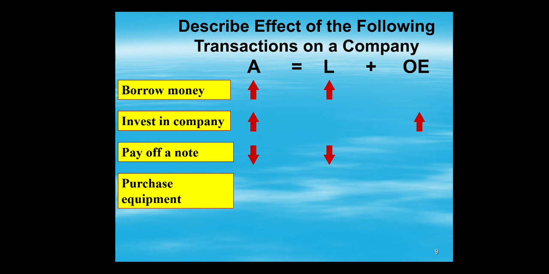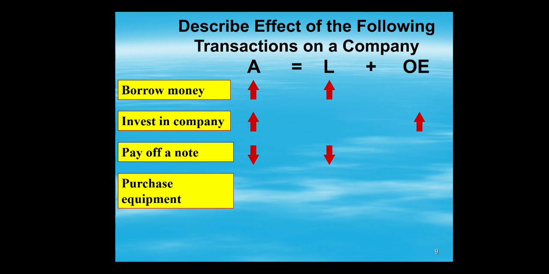Purchase equipment. Okay, what will happen if a business purchases equipment? You can imagine there is a business, and then one day the business purchases equipment. Let's say the business purchases a machine. The price of the machine is $2,000. What will happen? First, the business will pay $2,000 cash to the supplier of the machine. Cash goes out, so asset cash will decrease $2,000. And then the supplier will send the machine to the business. So asset machine increases $2,000 because the value of the machine is $2,000.